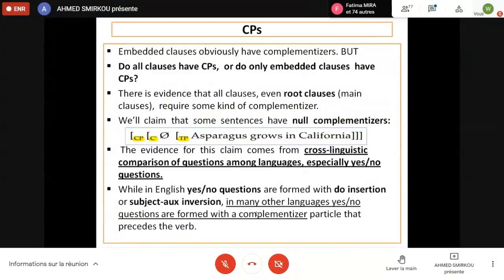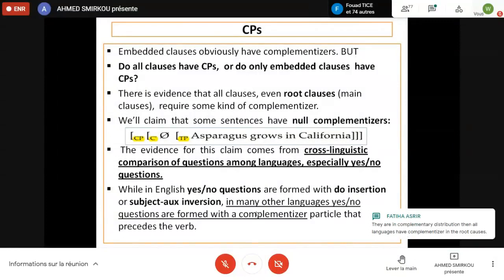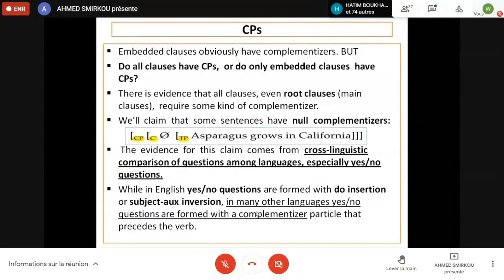Languages that use subject aux inversion do not use a specific complementizer. I'm talking only about yes or no questions. So they occur in complementary distribution. And remember, any two structures that are in complementary distribution are different instances of the same thing, which means that in English, at least in yes or no questions, there are complementizers. Is this clear? So now we have proven there are complementizers in yes or no questions.